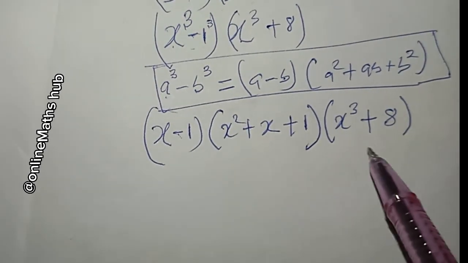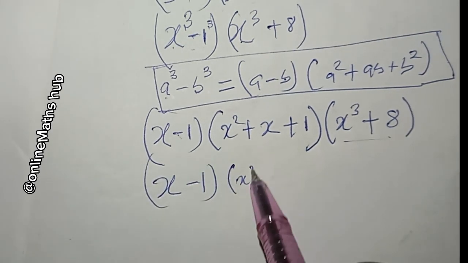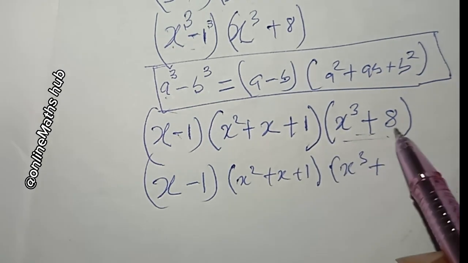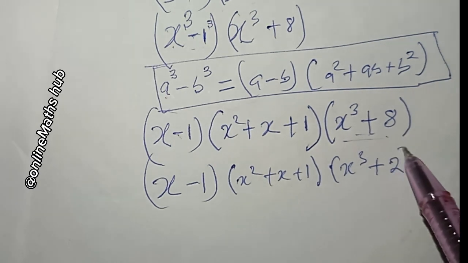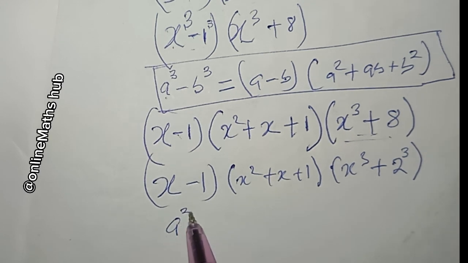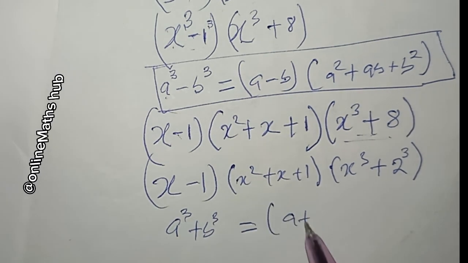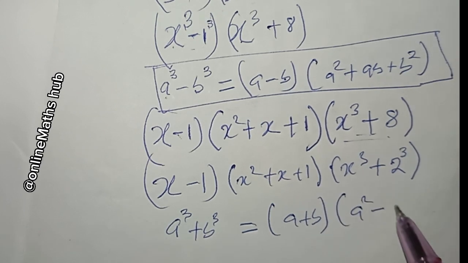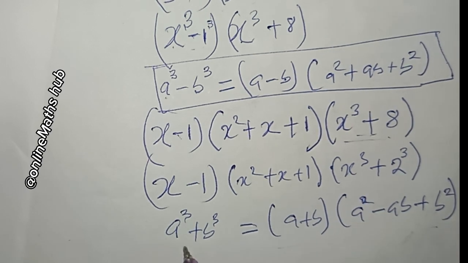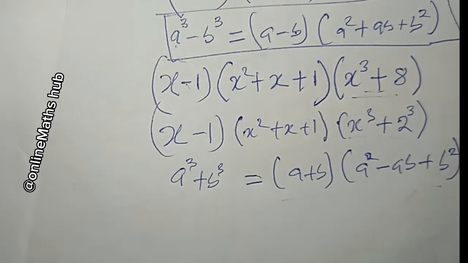I also have x cubed plus 8 in the second bracket. I can write this 8 as 2 power 3. If you also remember that a power 3 plus b power 3, you can expand this to be a plus b, and then a squared minus ab plus b squared. If you expand this, it's going to give you this. This is what I'm going to use to simplify the third bracket right here.